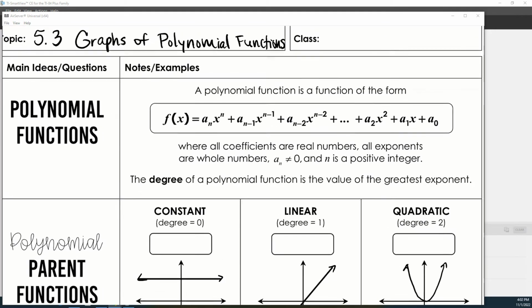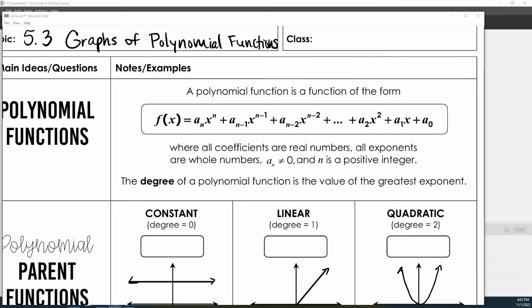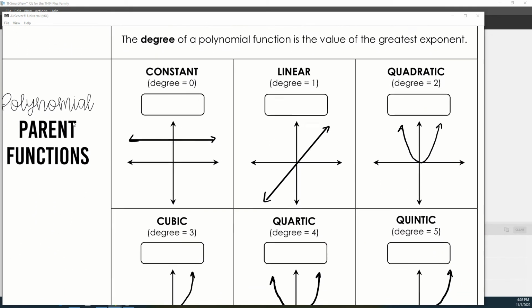But a polynomial function can be written in this form where all these a sub n's are going to be real numbers, so no imaginary numbers there, and all of your exponents are going to be whole numbers. So like 0, 1, 2, 3, 4. So nothing weird, no fractions, no negative exponents. All right, and the degree of the polynomial is going to be the largest exponent. We talked about that before with polynomials, but today we're talking about a polynomial as a function. So a lot of the stuff is the same, but you might see a little bit of differences throughout the lesson.